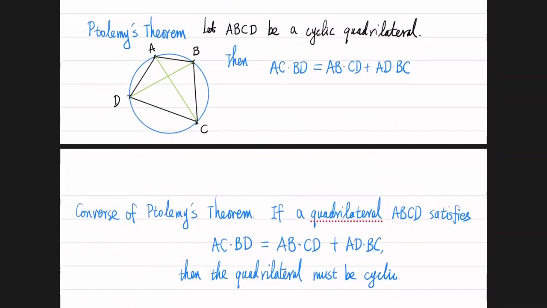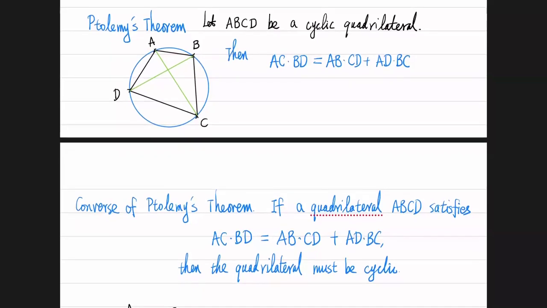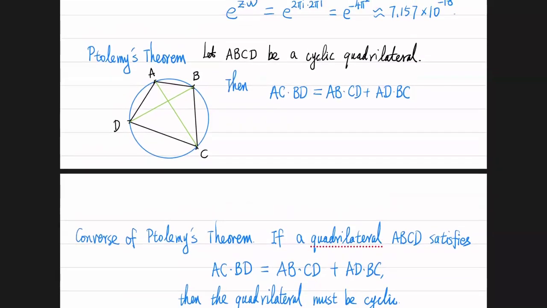But if we put a center, then this BAC is half of BOC. BDC is also half of BOC. That's why these two angles are equal.